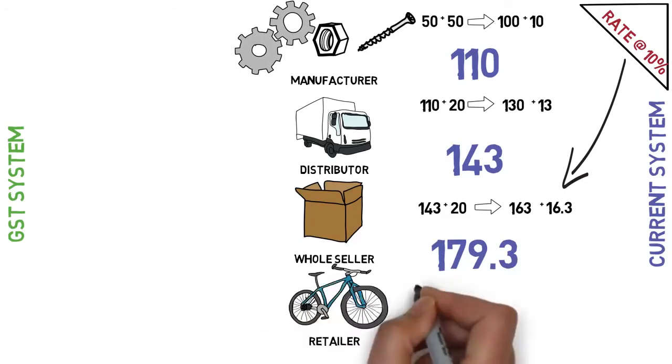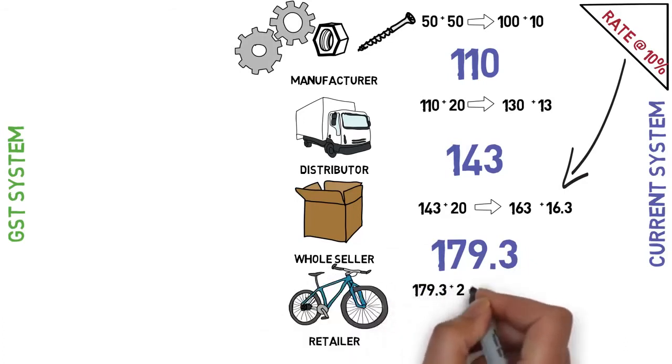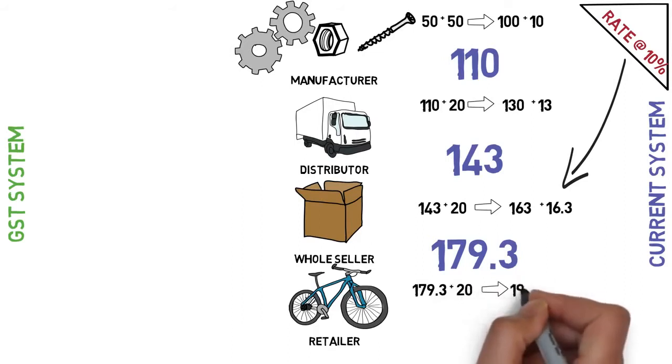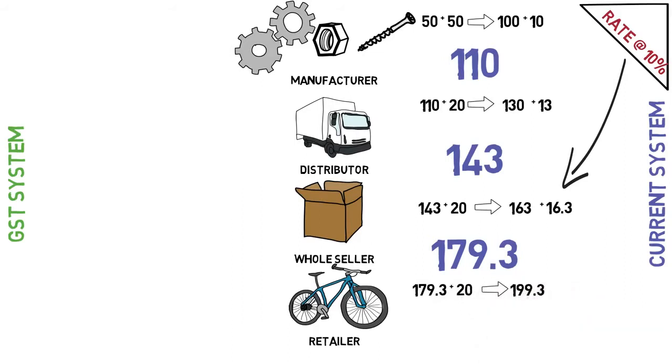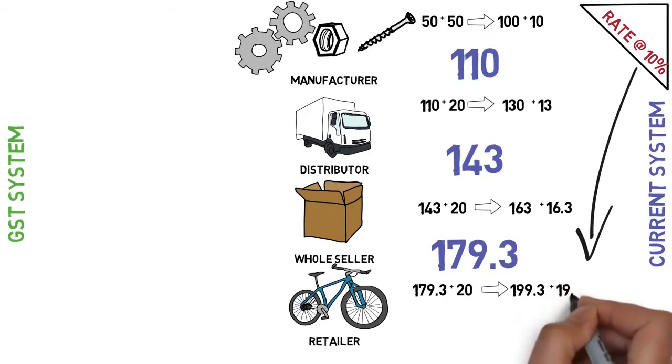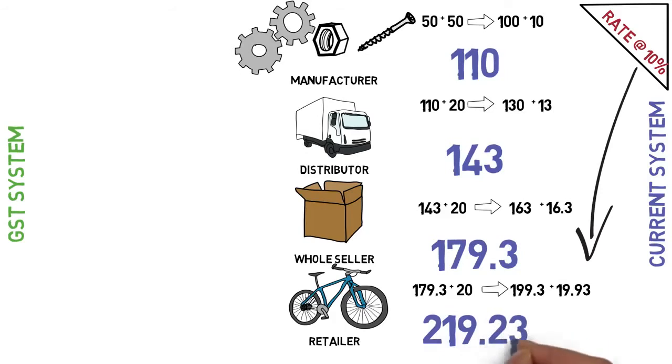Then the retailer adds 20 rupees profit and the price becomes 199.3. The consumer buys this product from the retailer by paying 10% tax on 199.3, that is 19.93 rupees. So the final consumer price is 219.23. This is how the current taxation system works in India.